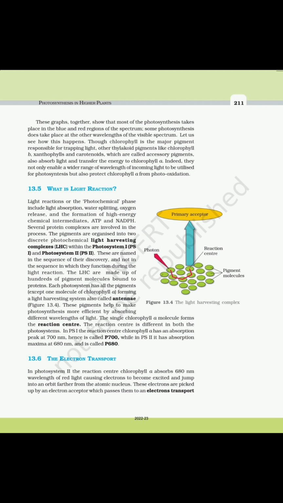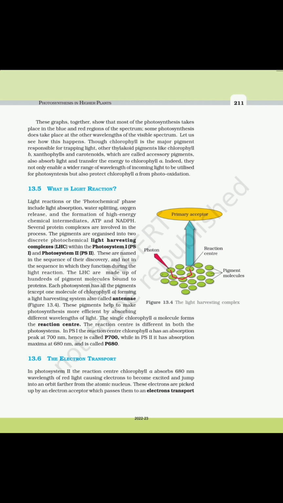13.5 What is light reaction? Light reactions, or the photochemical phase, include light absorption, water splitting, oxygen release, and the formation of high-energy chemical intermediates, ATP and NADPH. Several complexes are involved in the process.